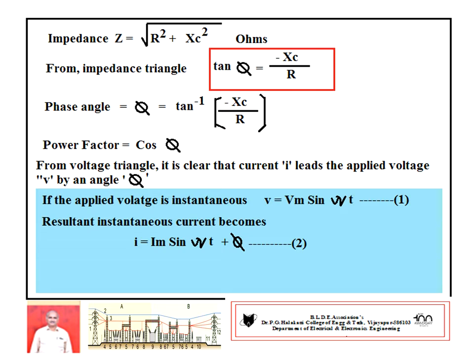Hence, we have to consider instantaneous voltage v equals Vm sin omega t. You call this expression 1. So, the resultant instantaneous current becomes i equals Im sin(omega t plus phi). Plus means leads. Hence, from equations 1 and 2, it is clear that voltage is taken as a reference. Taking voltage as reference, current leads the voltage by an angle of phi. In the equation, plus sign means leading.